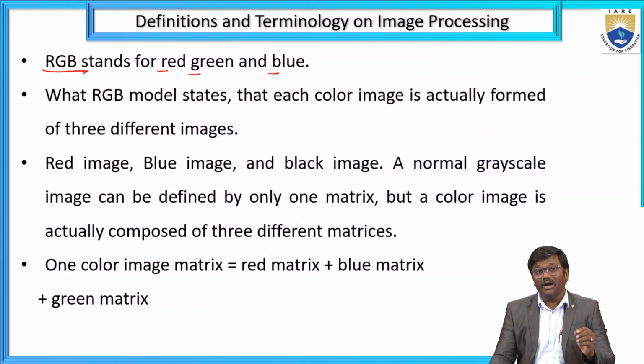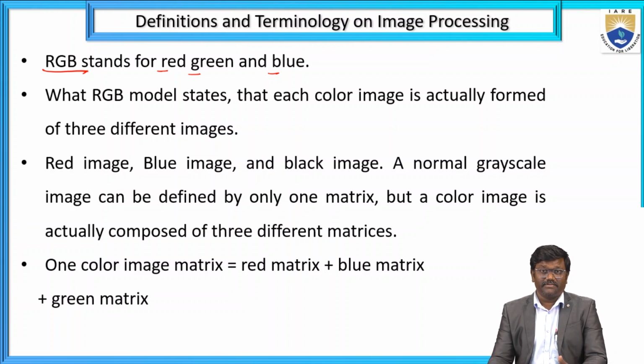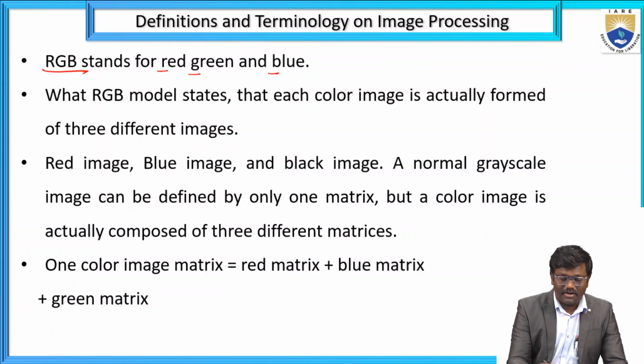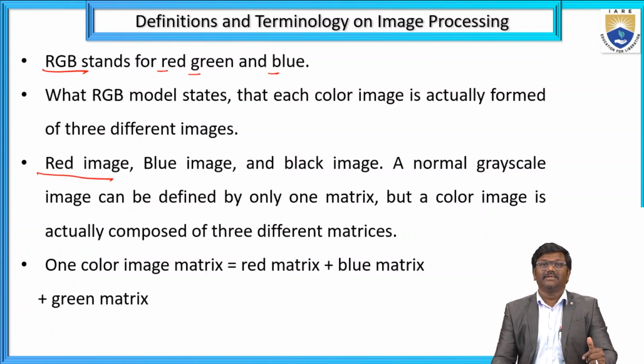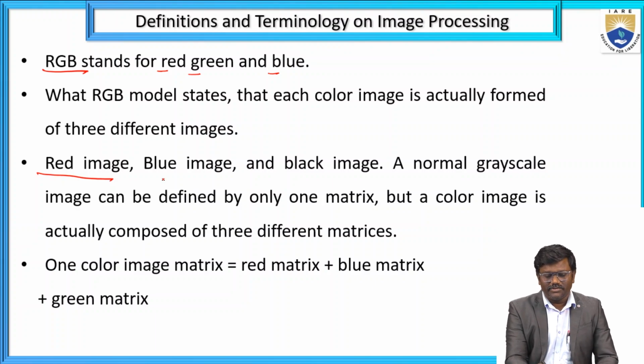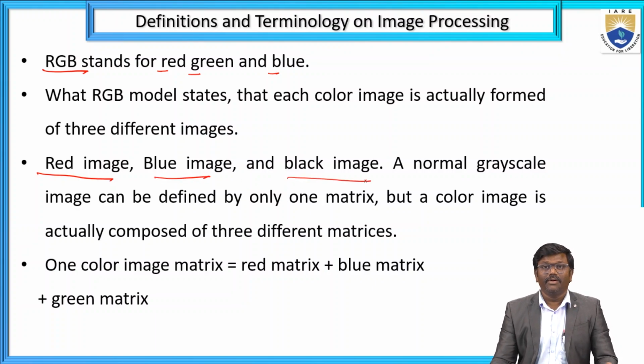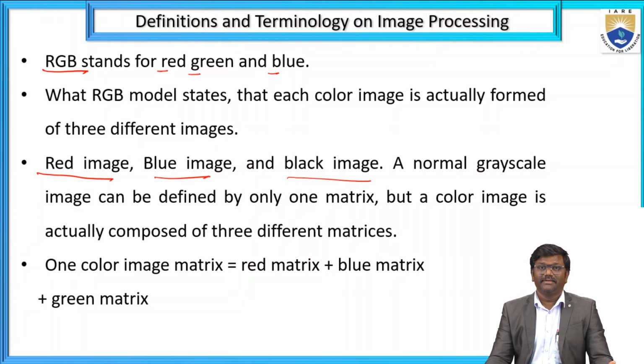The RGB model states that each color image is actually formed of three different images. What are those images? From the electromagnetic spectrum we define them: red image, green image, blue image. R means red, G means green, B means blue. So we can prepare your required colors.